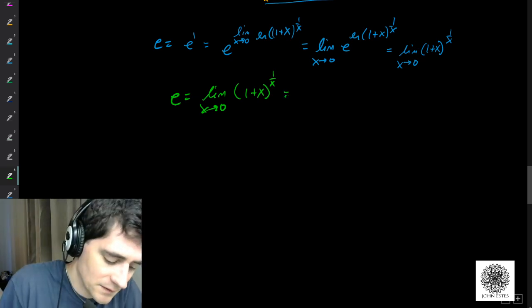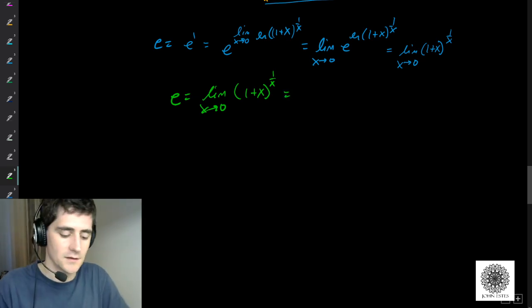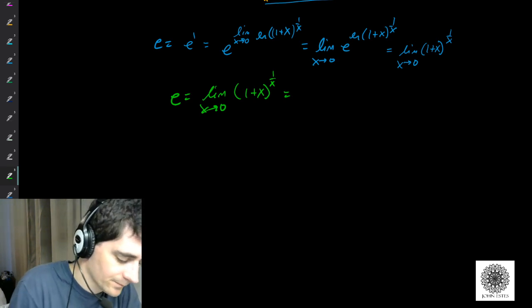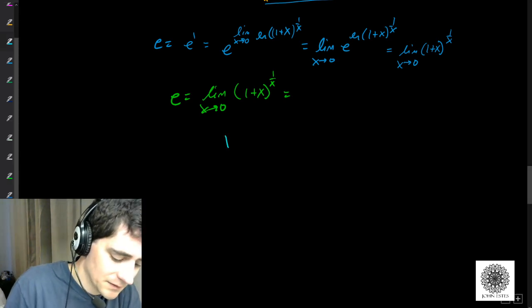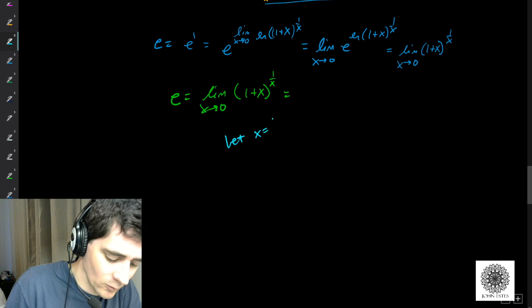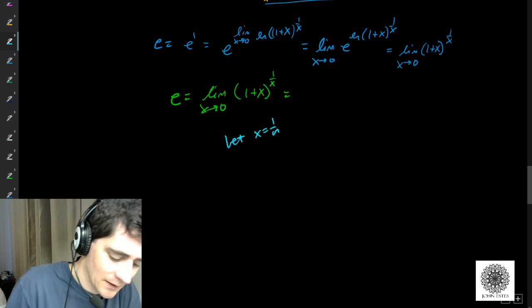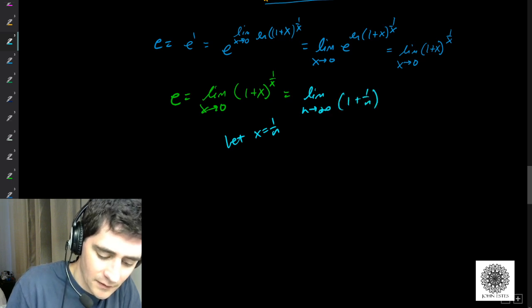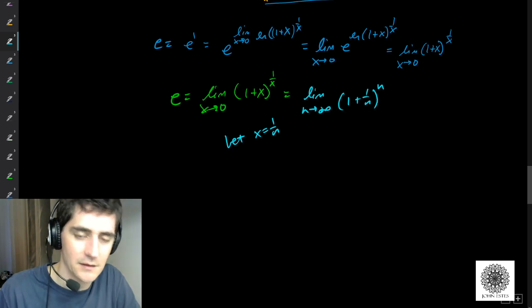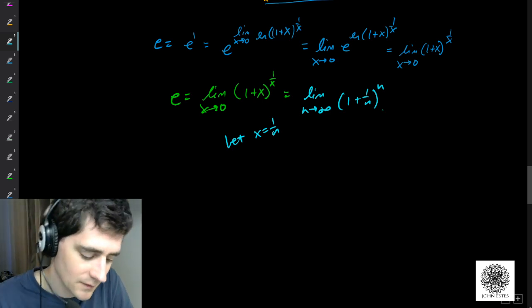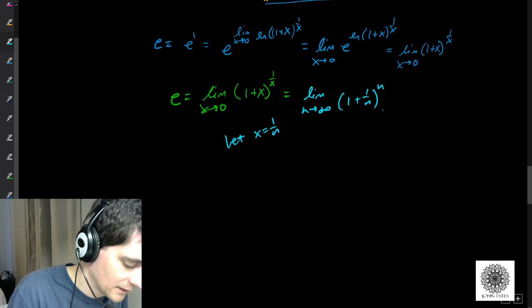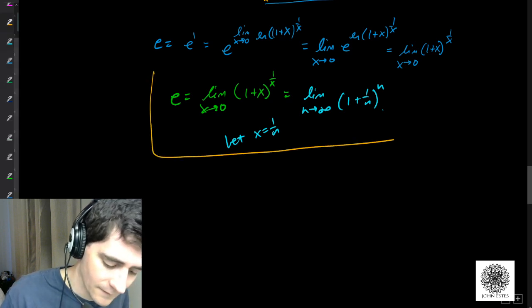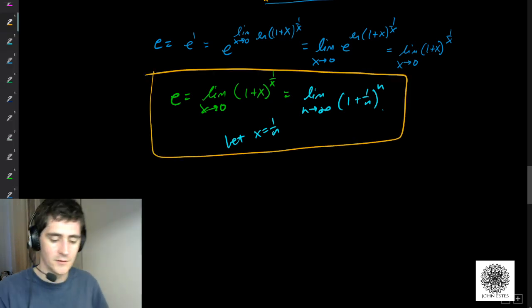And if you wanted to, you could make a substitution. Let x be 1 over n. In that case, you could say, look, as n goes to infinity, you have 1 plus 1 over n to the n power, and you get e as well. Okay, so this is a new way of defining e, which is very interesting.